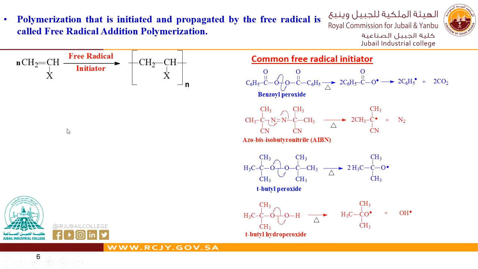Now, let's look at a typical example here. We have a monomer. Here I have X. X could be hydrogen.